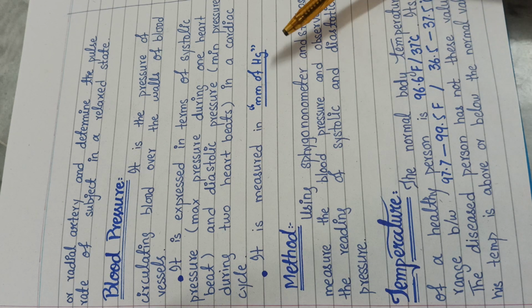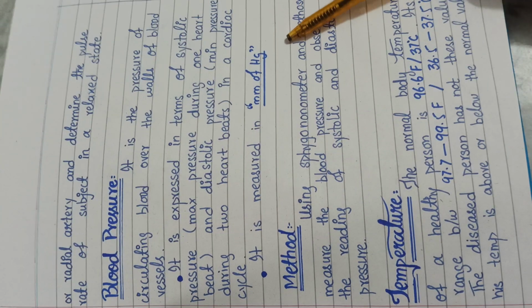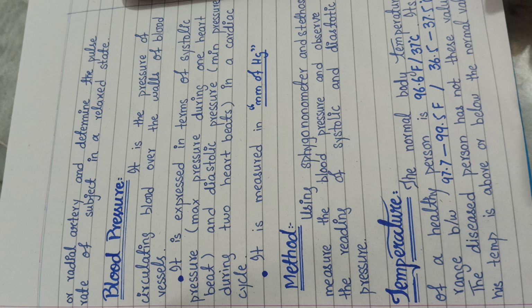Now the next thing is blood pressure. Blood pressure is the pressure exerted by your blood onto the walls of arteries and arterioles. There are 2 types of blood pressure: systolic and diastolic. Systolic blood pressure is the maximum pressure exerted by your heart in one heartbeat, and diastolic is the lowest blood pressure during your heartbeat.